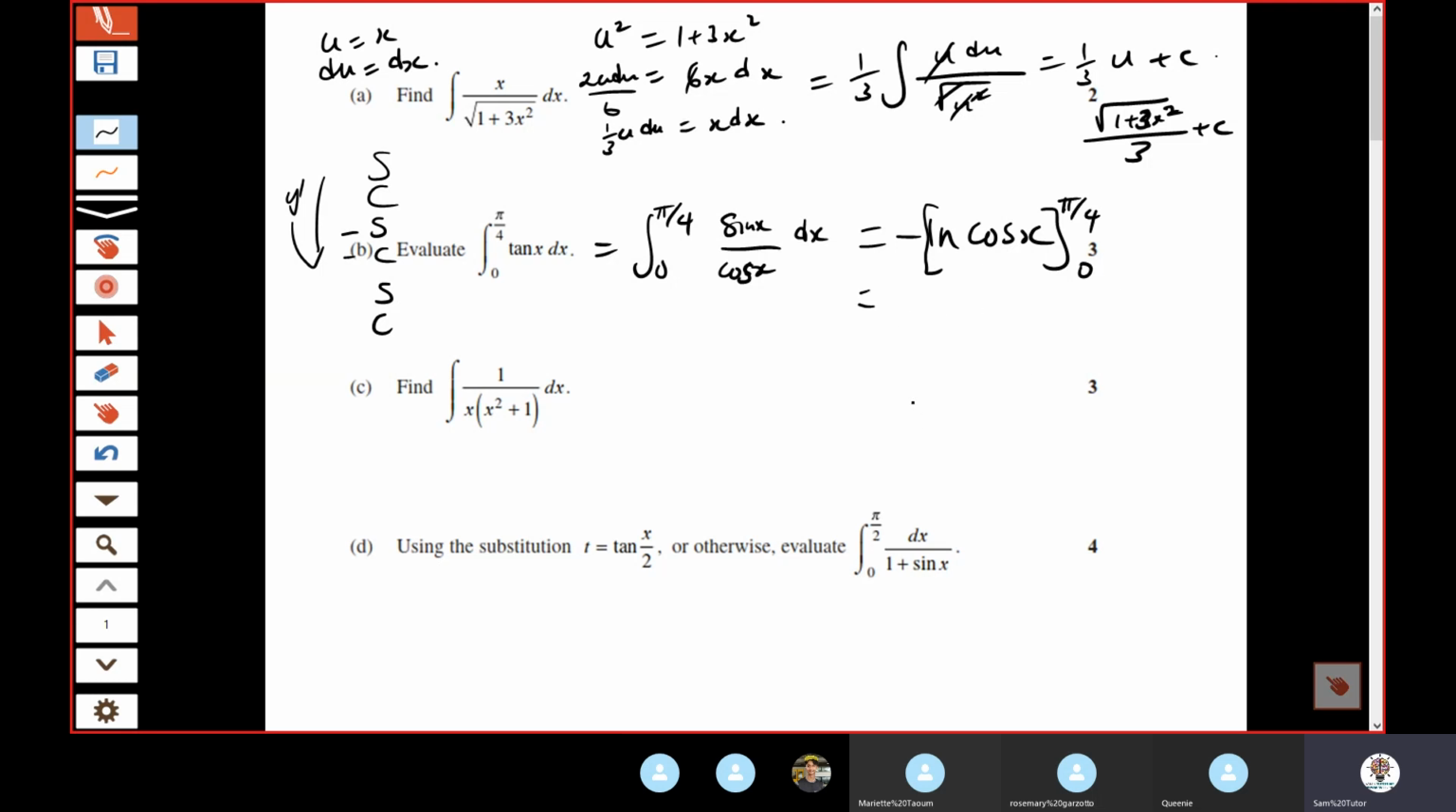Which I'm sure is pretty straightforward for us all. So the trick to that one would have been knowing that tan is sine over cos. Again, we've done this. It's just a matter of you guys going back and studying it.